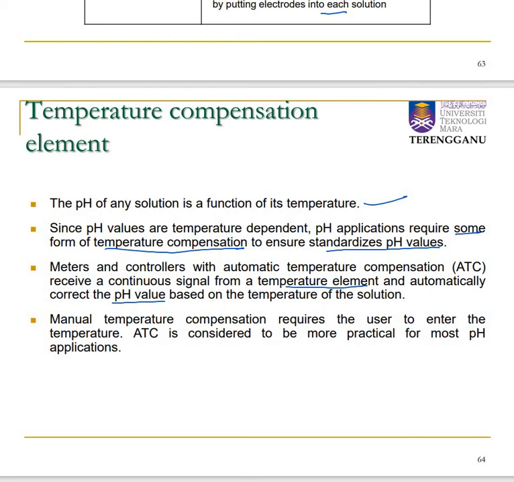That means it controls the pH by receiving a signal from the temperature element. For manual temperature compensation, the user is required to enter the temperature. Basically, ATC is considered more practical for most pH applications because pH measurement or a pH controller is quite expensive compared to temperature. That's why we prefer to use the temperature compensation element.